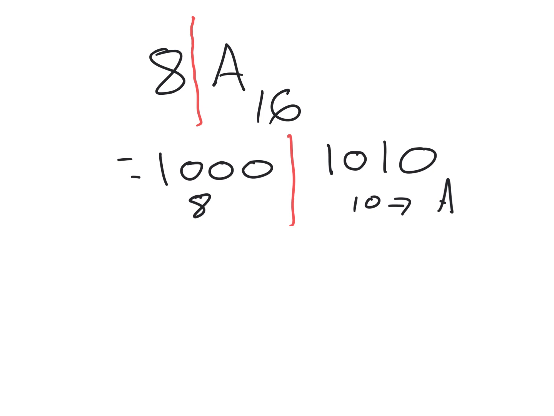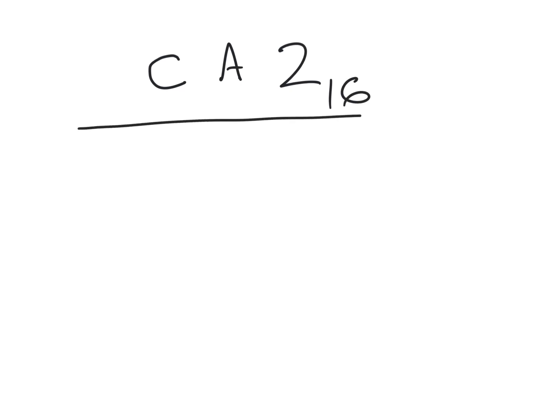All right, so that's all you have to do. Let's do another one. Let's do CA2 hexadecimal into binary. Again, start each digit and just represent each digit with 4 bits of binary. It doesn't matter if you start on the left or the right, so I'll start on the right this time. So 2 is going to be positionally 0, 0, 1, 0.